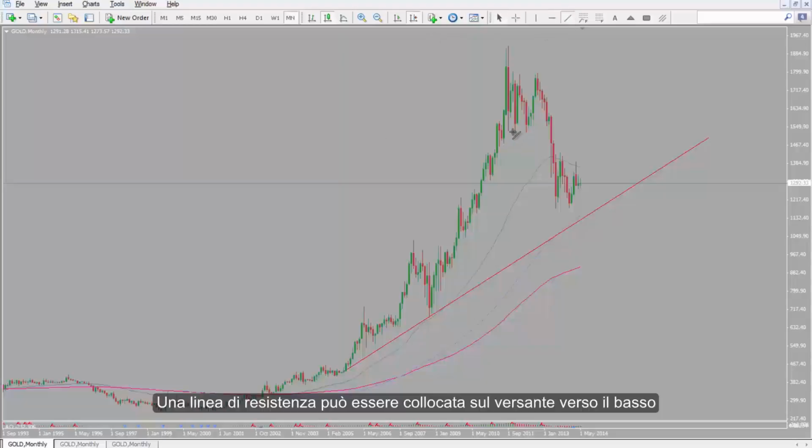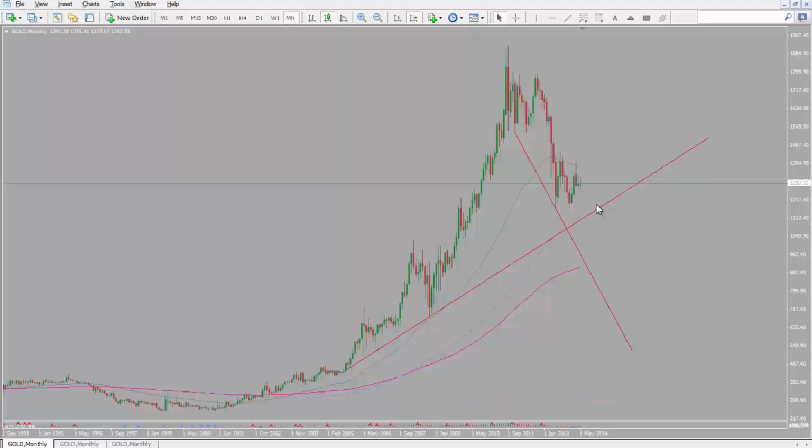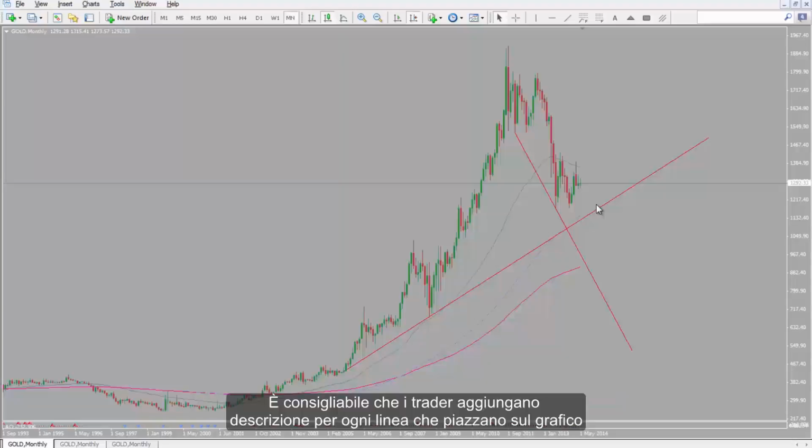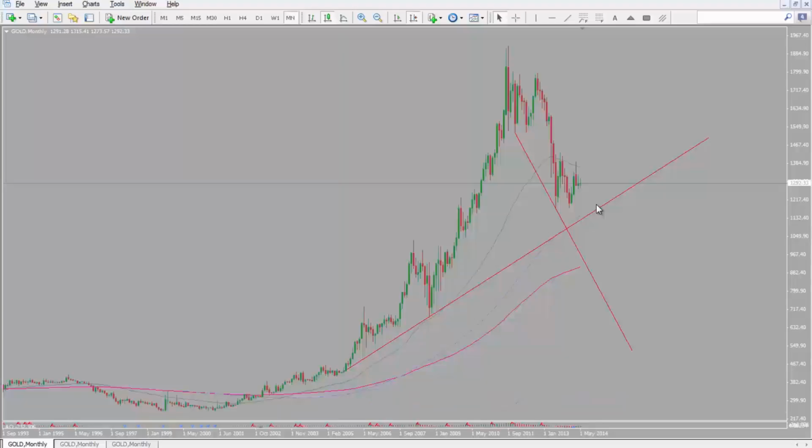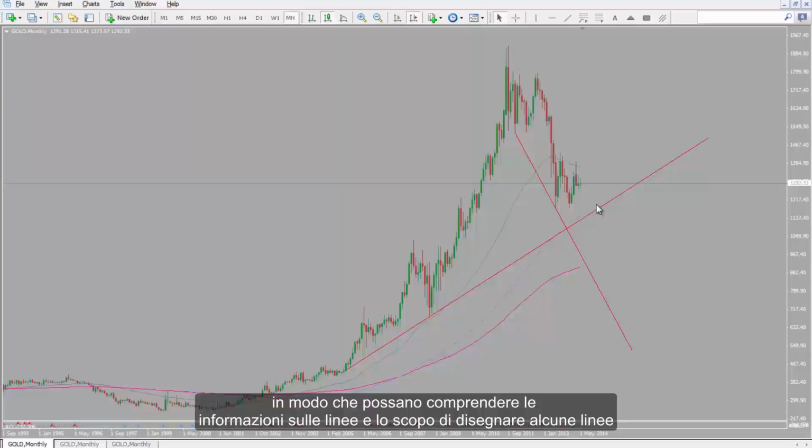A resistance line can be placed on the downward slope. A trader should not place any trivial patterns or lines on the chart. It is recommended that traders add a description to each line they place on each chart so that they would figure out the line information and the purpose of drawing certain lines.